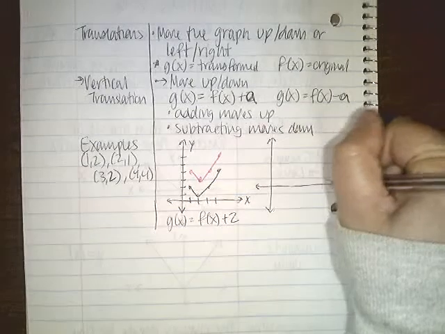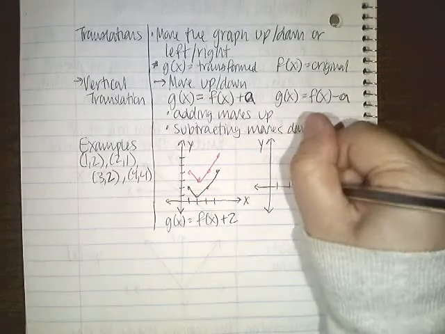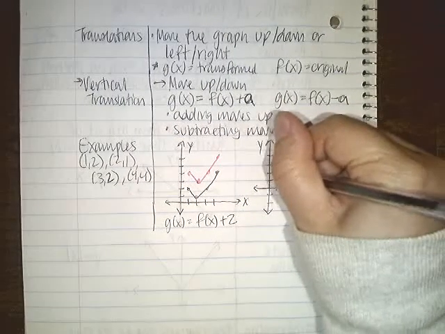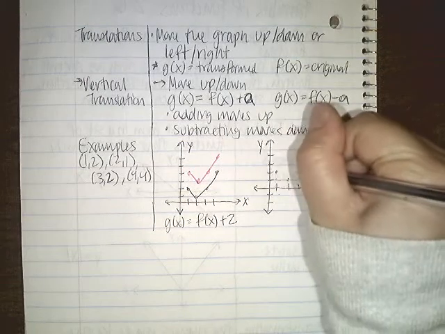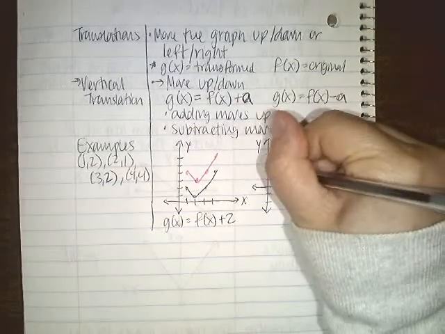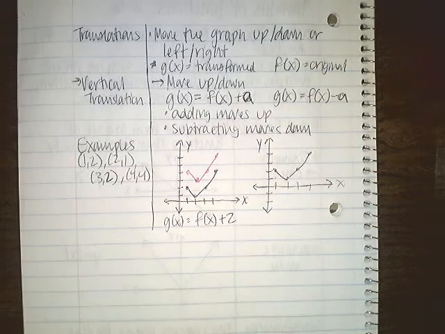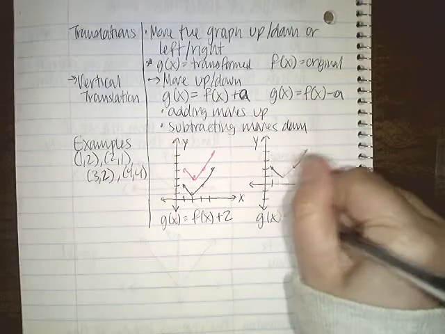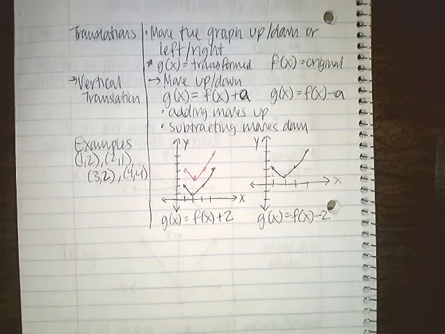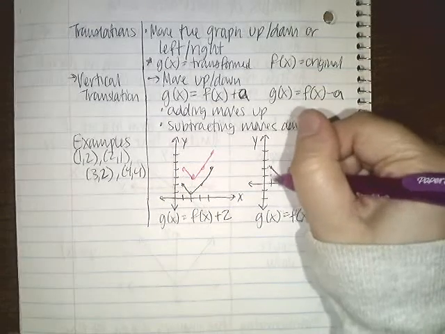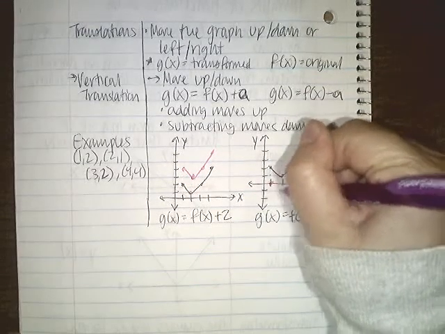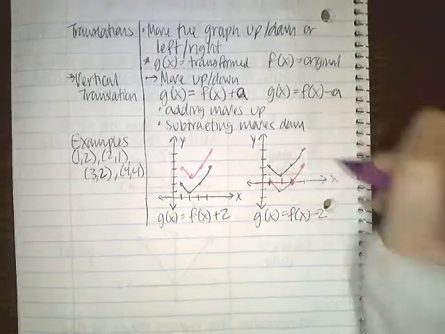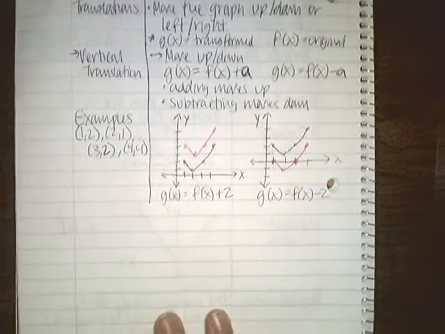So if I redraw my original function, I have (1, 2), (2, 1), (3, 2), and (4, 4), my original function. And all I'm going to do if I am trying to sketch my transformed function, vertically translated down 2, is just move everything down 1, 2, down 1, 2, down 1, 2, down 1, 2. And my new function is just the same thing, moved down 2 units.